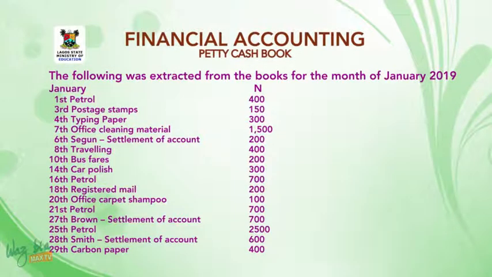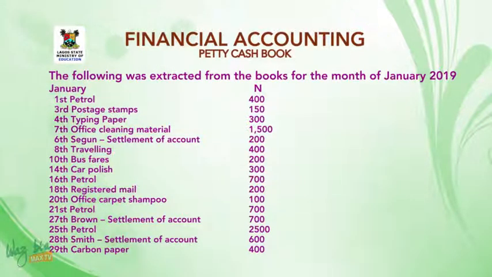2019. January 1, petrol, 400 naira. January 3, postage stamps, 150 naira. January 4th, typing paper, 300 naira. 6th, Shegun settlement of account, 1,500 naira. 7th, office cleaning material, 200 naira. 8th, traveling, 400 naira. 10th, bus fares, 200 naira. 14th, car polish, 300 naira.